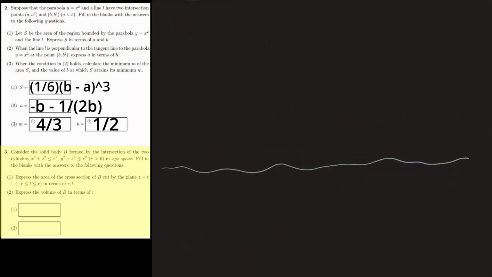So finally is the section 3 question, which says, consider the solid body B formed by the intersection of the two cylinders x squared plus z squared is less than or equal to r squared, and y squared plus z squared is less than or equal to r squared, r is greater than 0 in xyz space. Fill in the blanks with the answers to the following questions. Express the area of the cross-section of B cut by the plane z equals t, negative r is less than or equal to t is less than or equal to r, in terms of r, t.